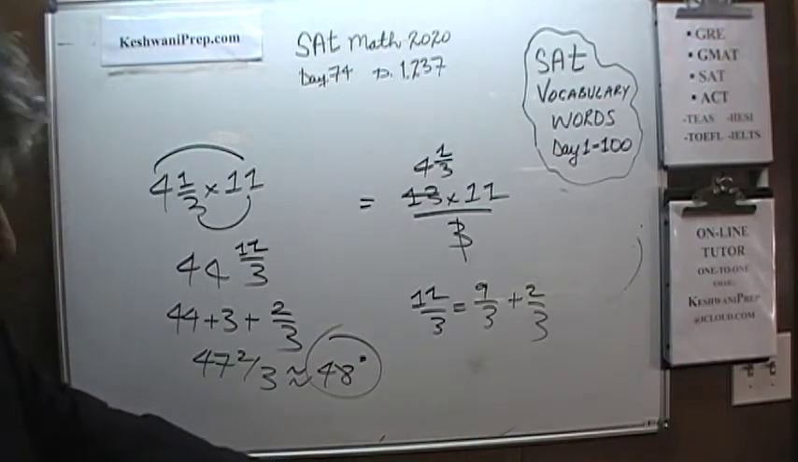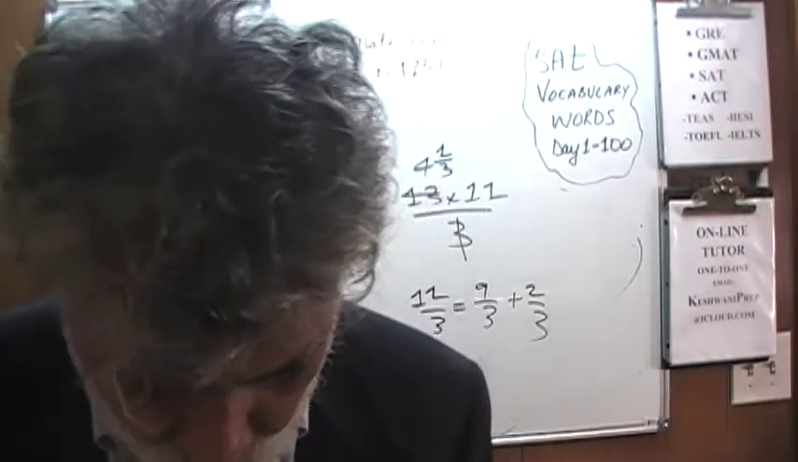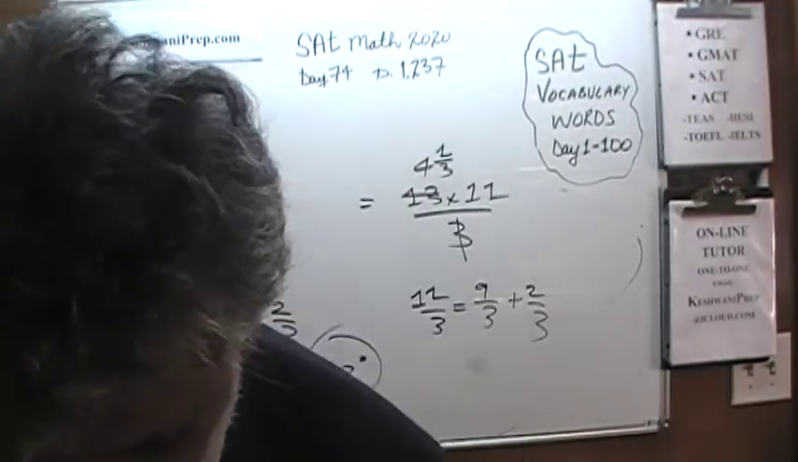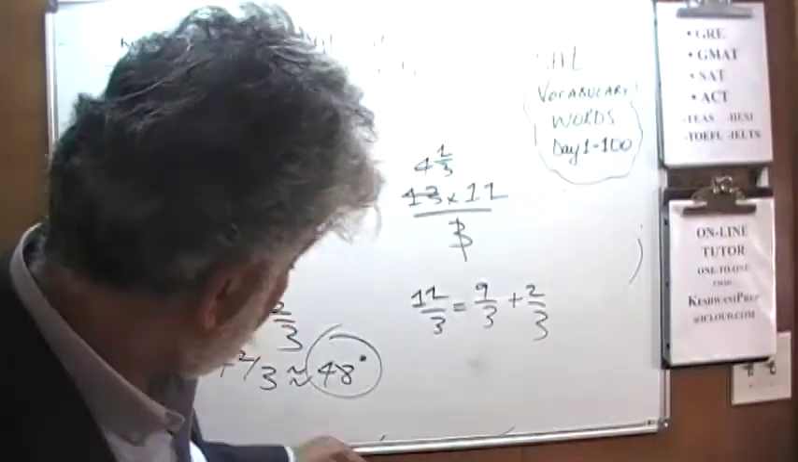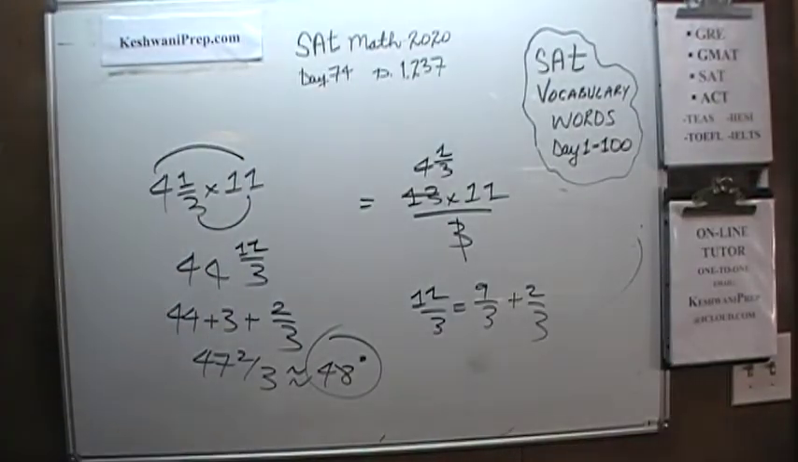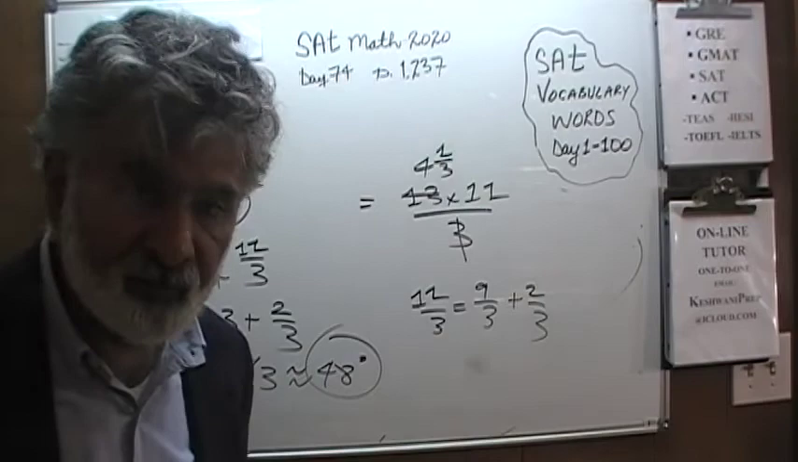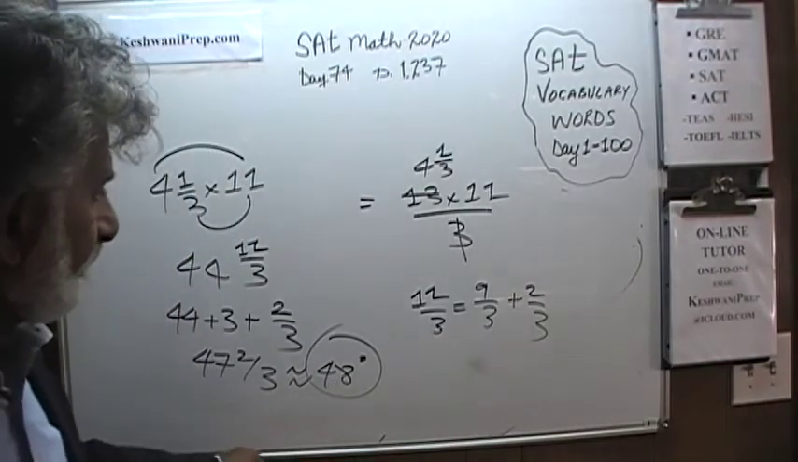If you look at the answer choices, if we end up with 47 and 2/3, then the only answer choice that comes closest to it is 48. Because the other choices are 46, obviously it cannot be 46, because we're looking for something that is 47 and 2/3, and obviously it's not 49 or 50. The answer is 48 degrees.